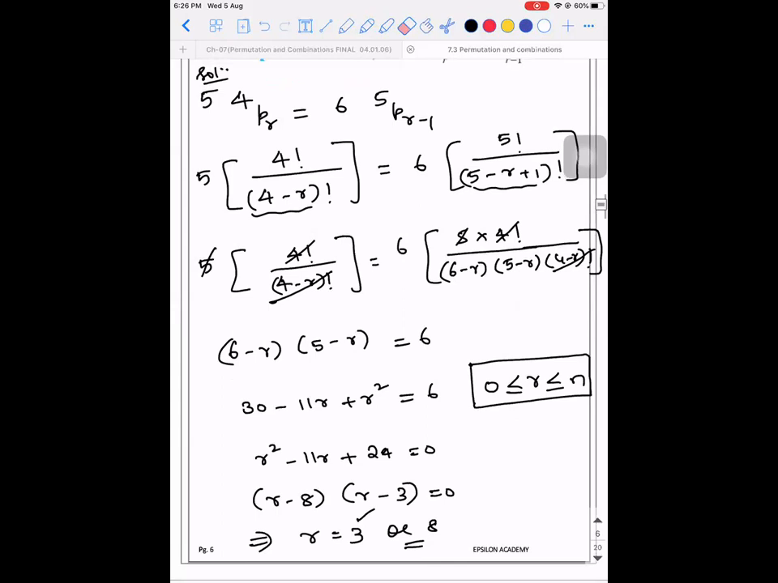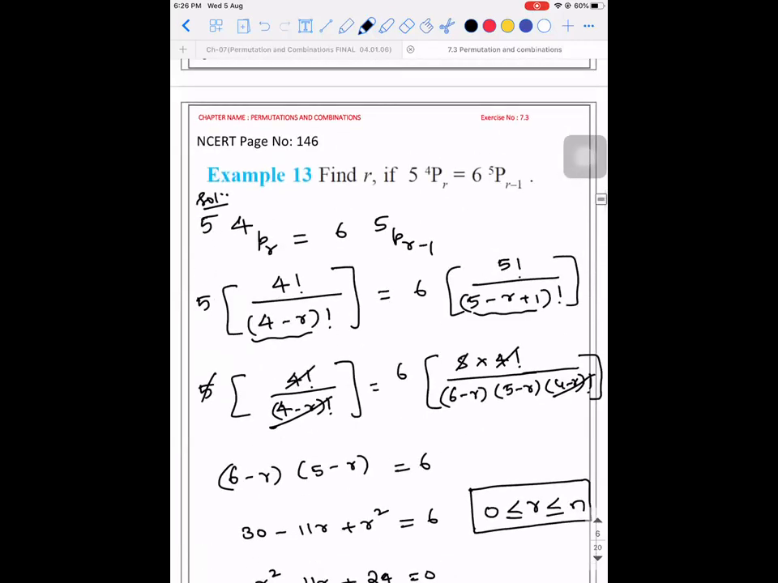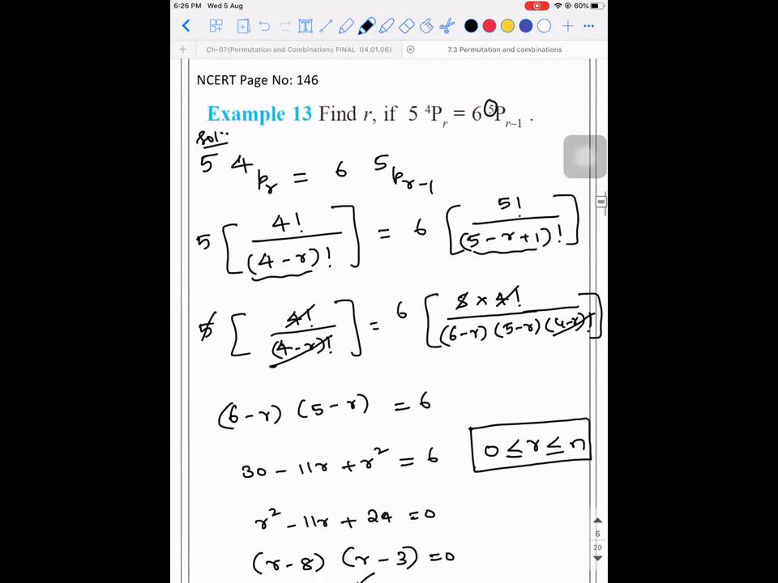So r equal to 3 is chosen, 8 is not chosen because the value of r should be less than or equal to n. The maximum value of n that is possible is 5. So the value of r that you're choosing should be less than 5. Shall I move on to the next one?